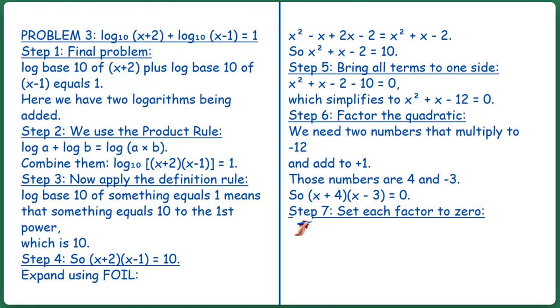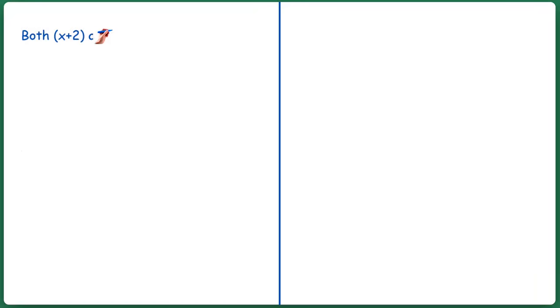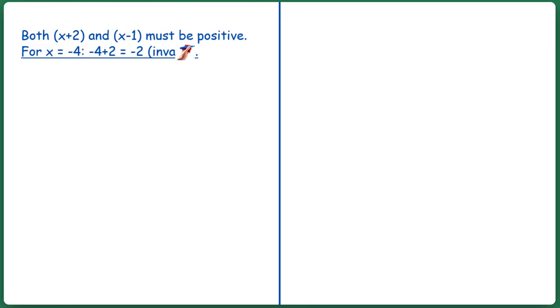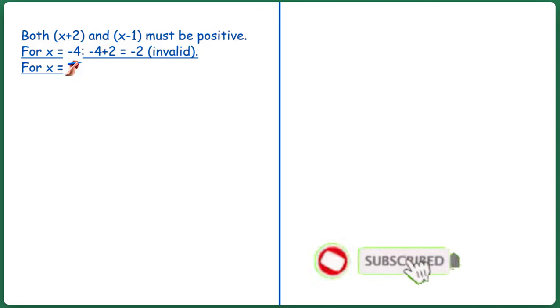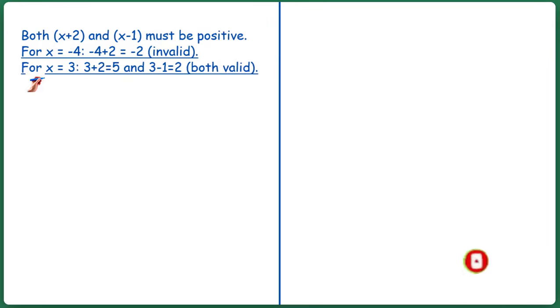Step 7. Set each factor to 0. x plus 4 equals 0 gives x equals negative 4, and x minus 3 equals 0 gives x equals 3. Two potential solutions. Step 8. Domain check. Both x plus 2 and x minus 1 must be positive. For x equals negative 4, negative 4 plus 2 equals negative 2. Invalid. For x equals 3, 3 plus 2 equals 5, and 3 minus 1 equals 2. Both valid. Final answer, x equals 3.